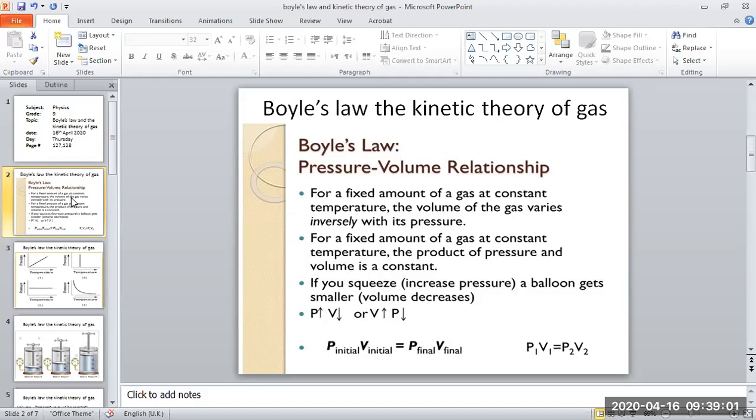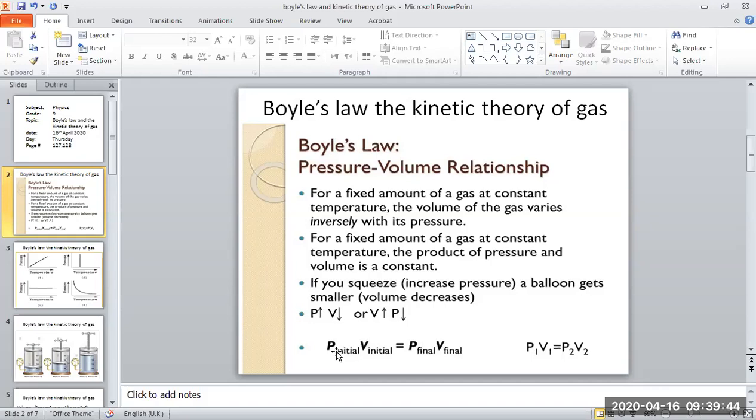When we increase the pressure, at the same time the volume decreases, and if we decrease the volume, the pressure increases. When one quantity increases, at the same time the other quantity decreases, and if we decrease one quantity, the other quantity increases. So the relationship between pressure and volume is inversely proportional, and this is the formula.